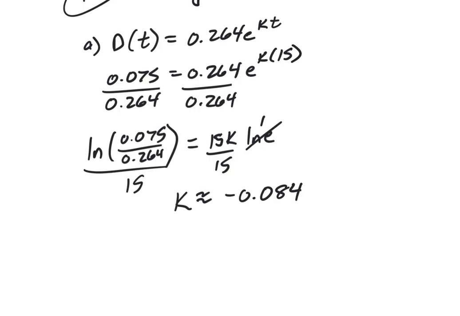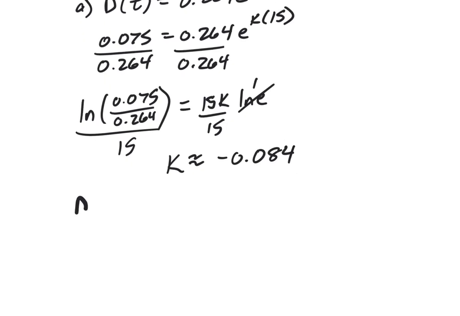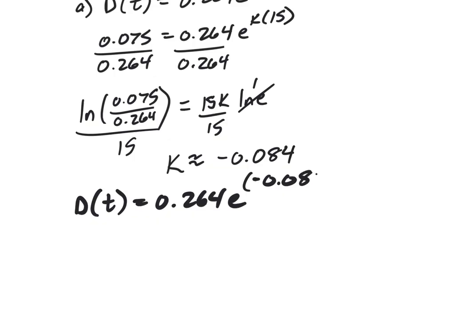If I write out the equation then, the equation is going to look like this. D of t, this number doesn't change. So that's our equation, okay?